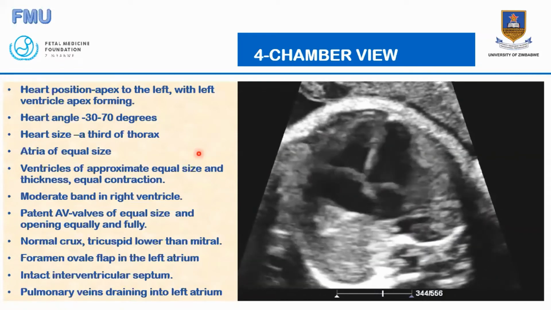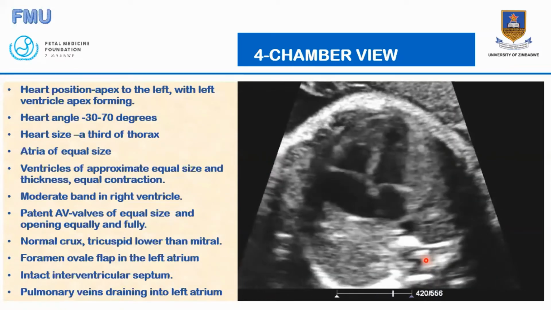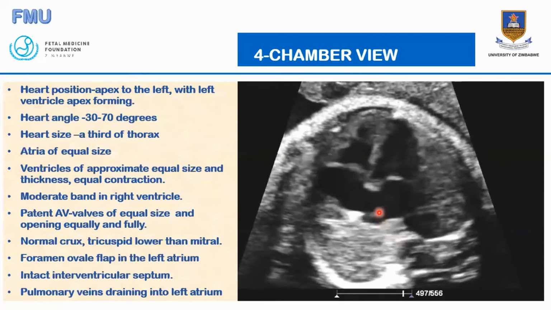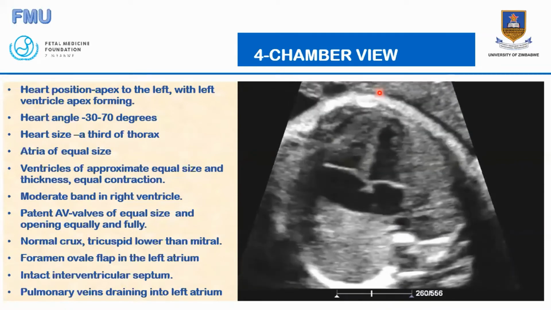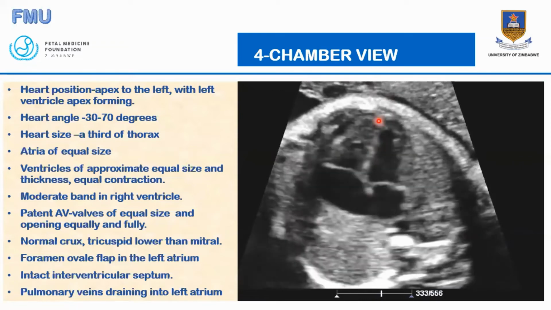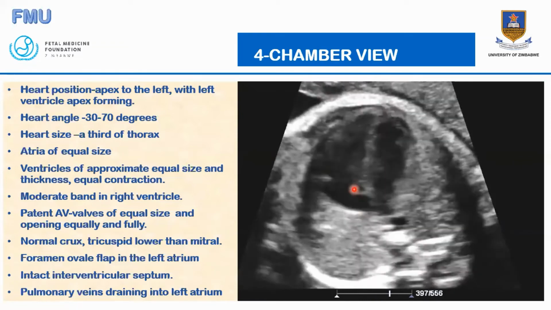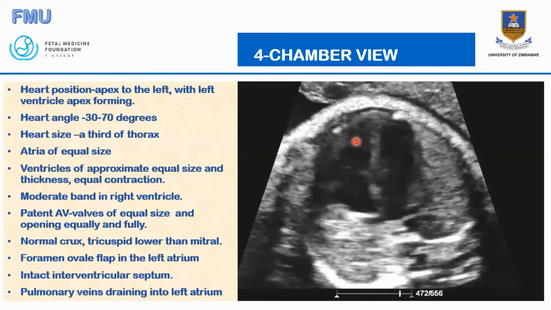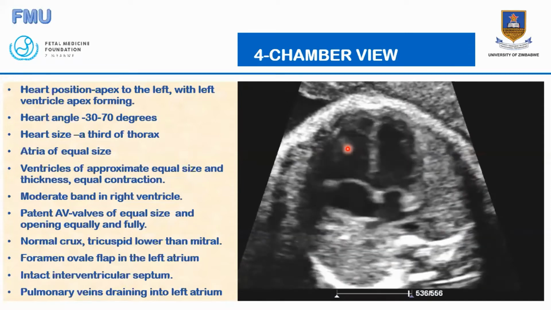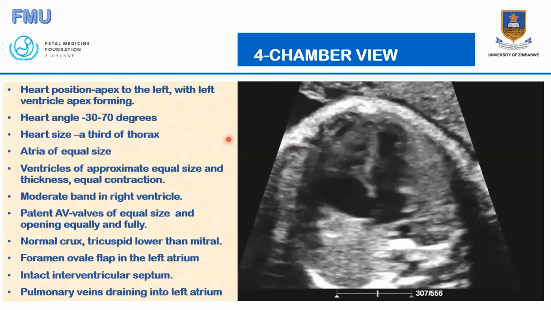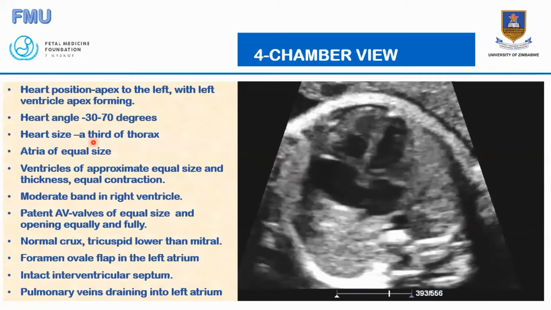Then the heart axis, when you draw a line from the spine to the sternum and make an angle through the interventricular septum, we should make sure this angle is less than 70 and more than 30. So that is the normal axis angle of the heart.